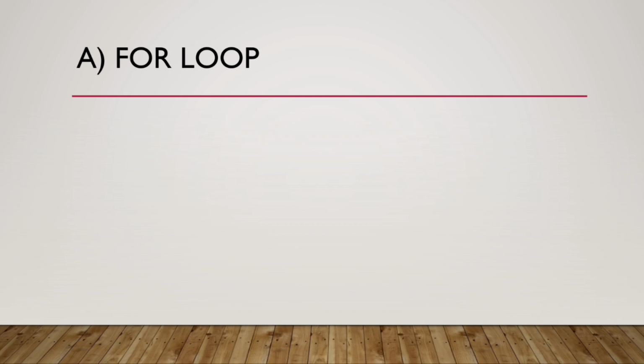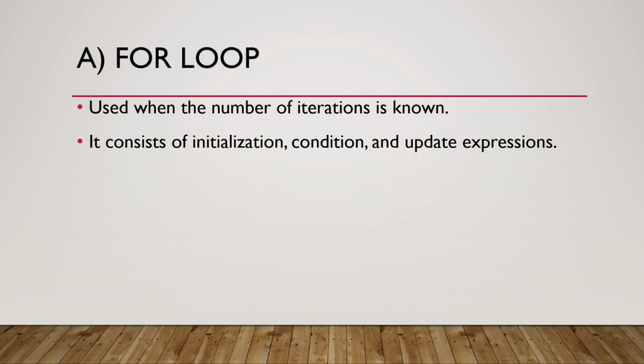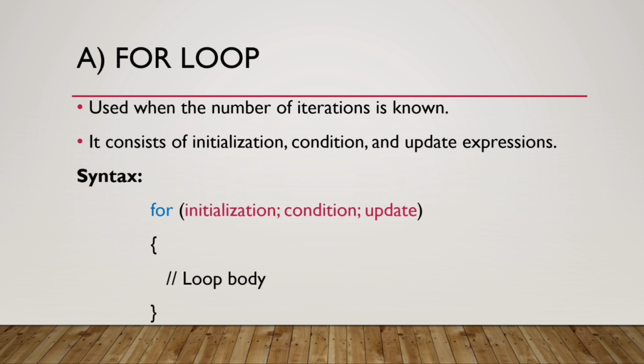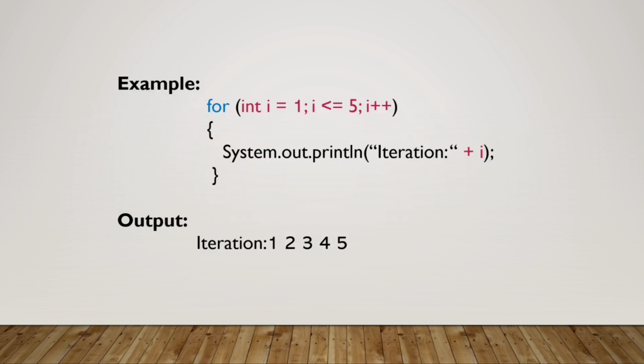A. For loop. Used when the number of iterations is known. It consists of initialization, condition, and update expressions. Syntax: for (initialization; condition; update) { loop body }. Example: for (int i = 1; i <= 5; i++) System.out.println("iteration " + i); output: iteration 1 2 3 4 5.